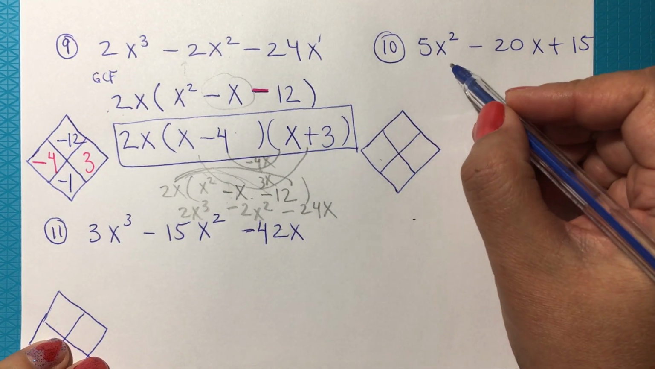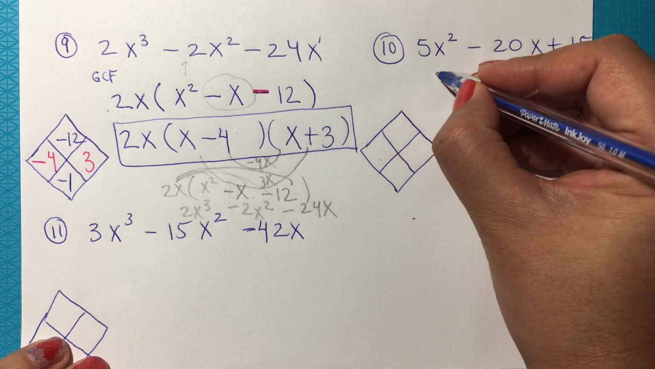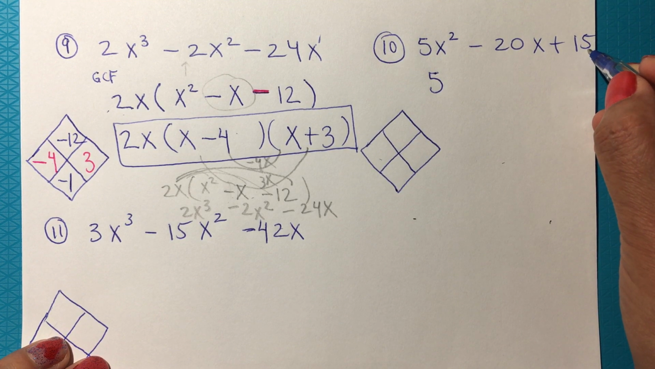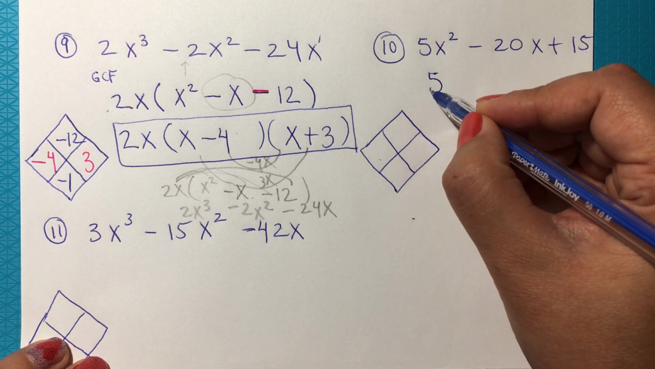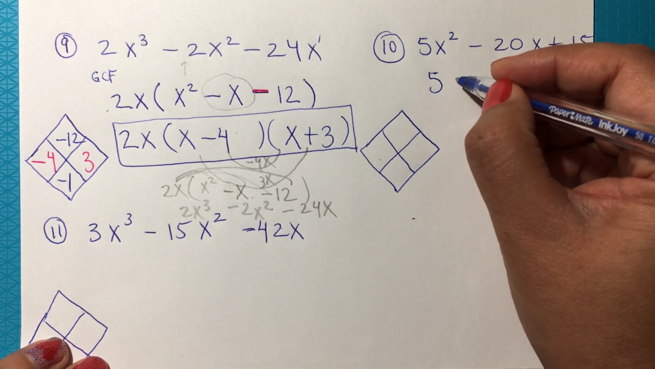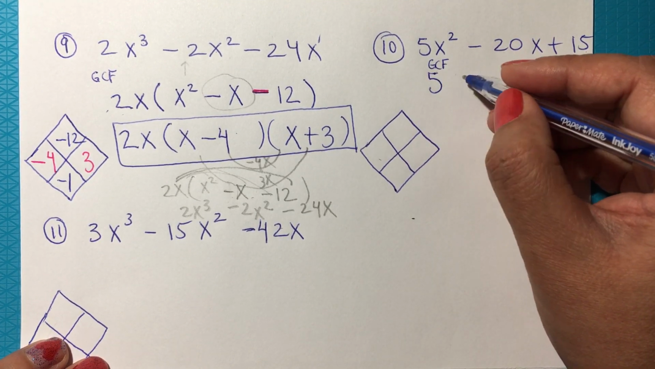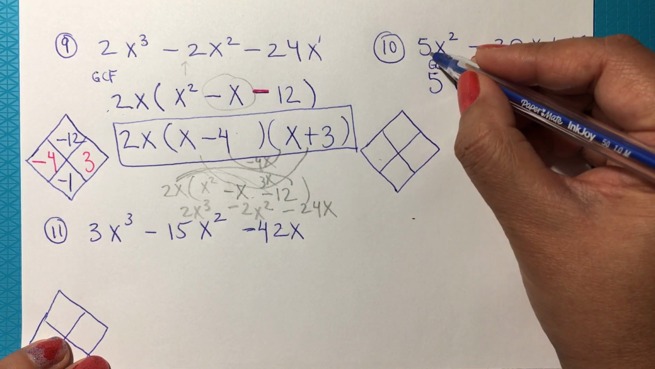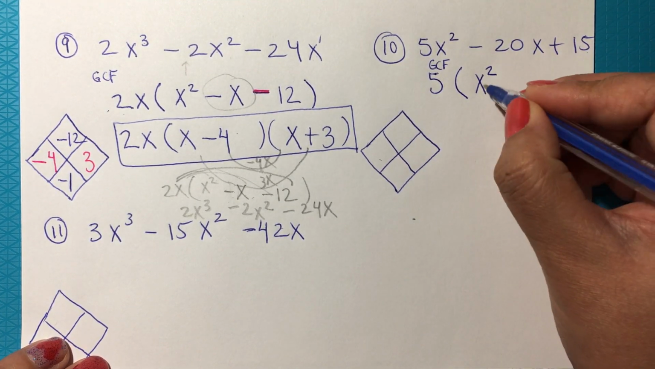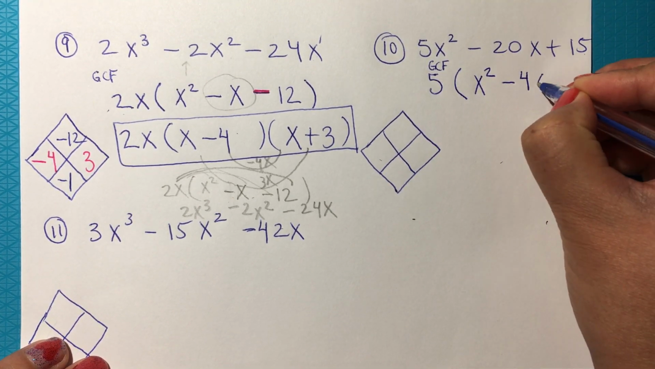Okay, for the next one, I noticed that the biggest number that can go into 5, negative 20, and 15 is 5. I see that the first two terms have x, but this one doesn't. So the greatest common factor is just 5. And I start dividing. 5x squared divided by 5 is x squared. Negative 20x divided by 5 is negative 4x.